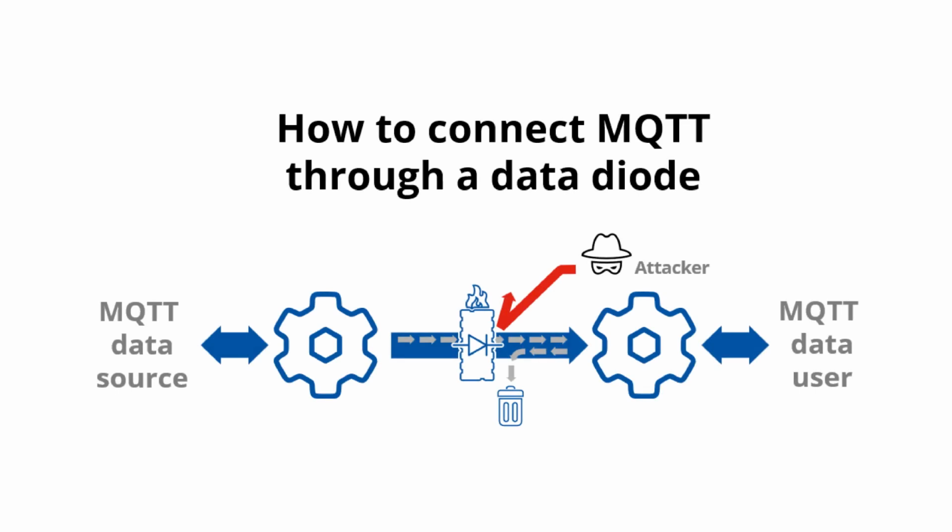How to connect MQTT through a data diode, using a tunnel to connect the MQTT client at the data source to the MQTT client for the data user. A data diode protects the data source from all incoming data and external attacks.